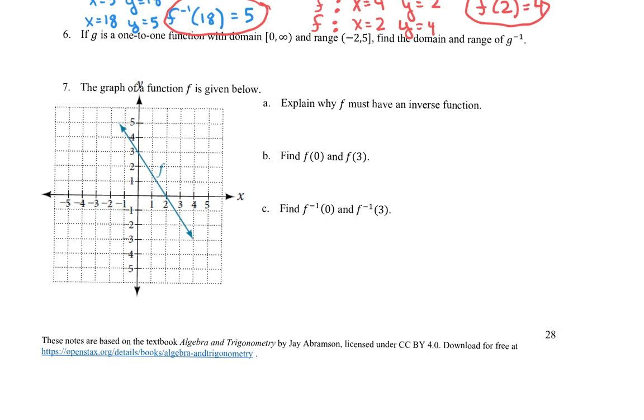Taking a look at number 7, explain why f must have an inverse function. Well, that's because this function is one-to-one. It passes the horizontal line test. For letter B, we're asked to find the f of 0 and the f of 3. So let's see, when x is 0, that means y is 3. So the f of 0 equals 3. Now, we're asked to find the f of 3. So when x equals 3, it looks like y equals about -1.5.